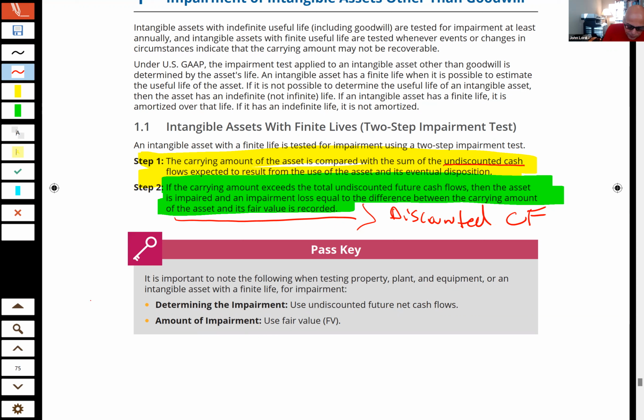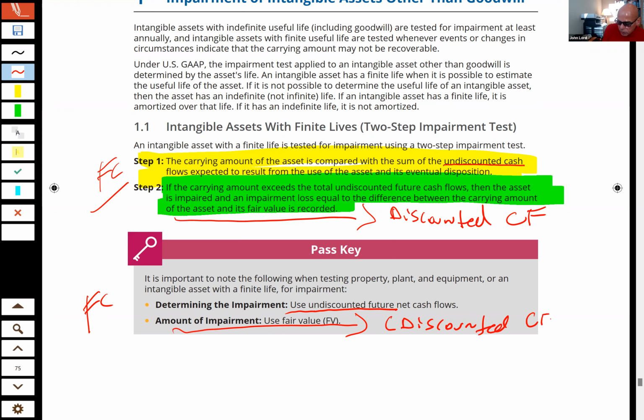So this pass key is actually a pretty good flashcard, although I want you to flashcard the 2 steps as well. But we remind you that to determine if there is impairment, use undiscounted cash flows. Okay, to determine the amount of impairment, they say use fair value, and that is often determined by what? By discounted cash flows.